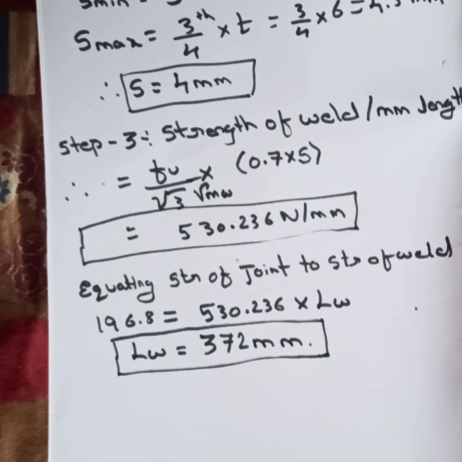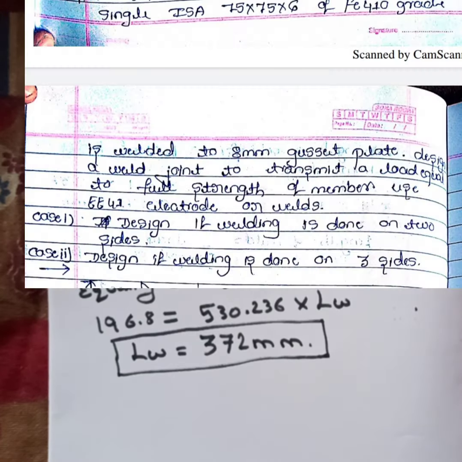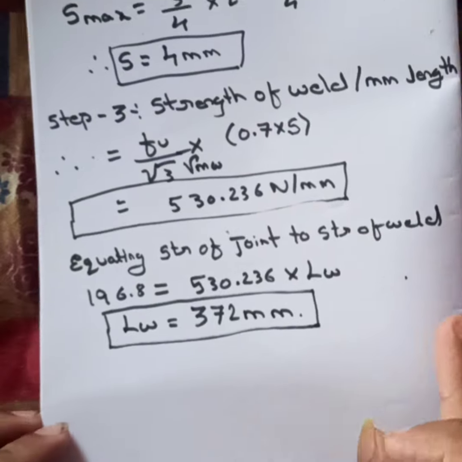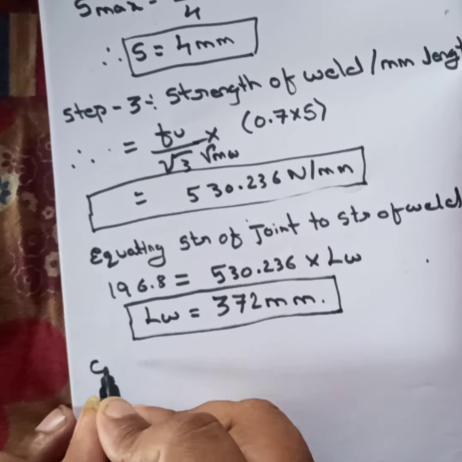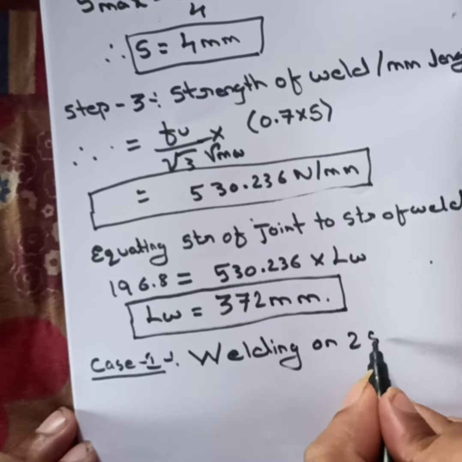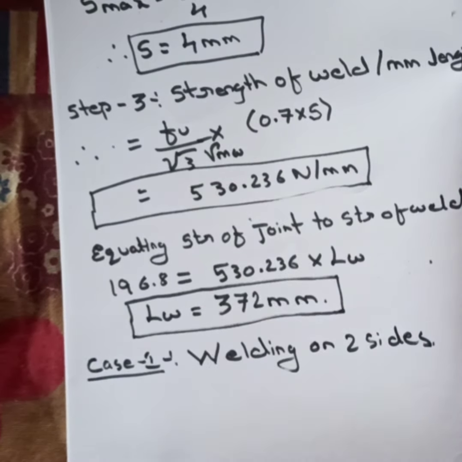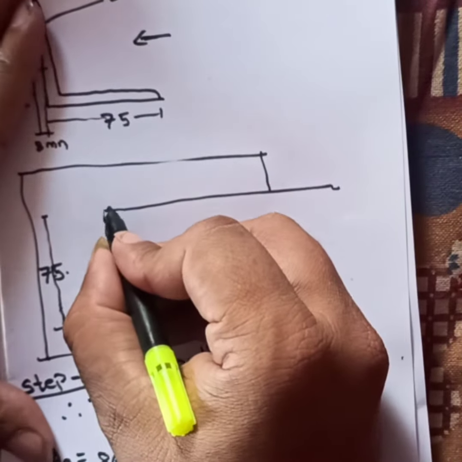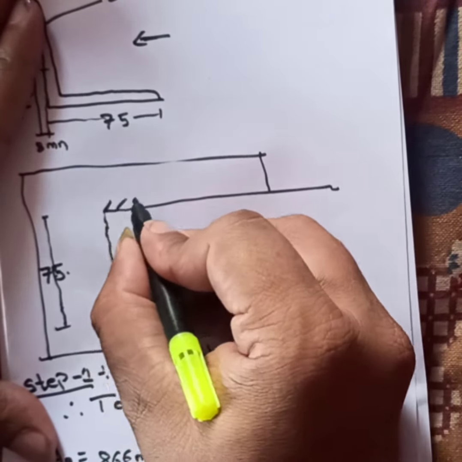Okay, now let us see the cases. As given in the question, in the first case they have asked us to provide welding on two sides, and in the second case welding on three sides. It is an angle. Remember that it is an angle. So case 1, welding on two sides. We have this figure here, and we need to provide the welding on only two sides.